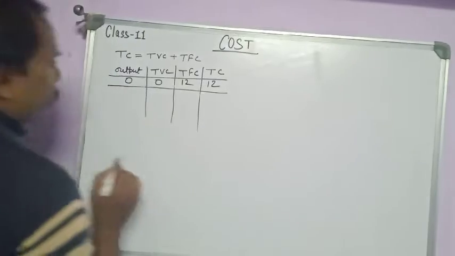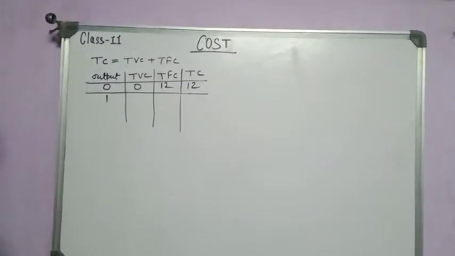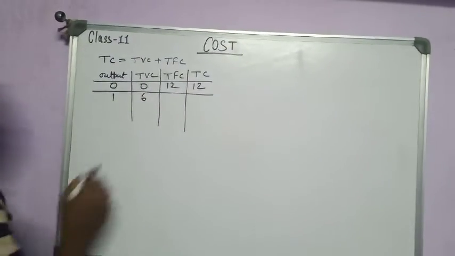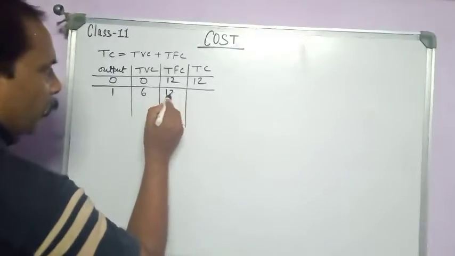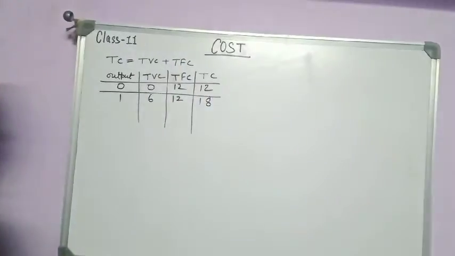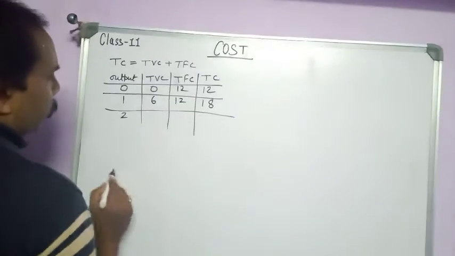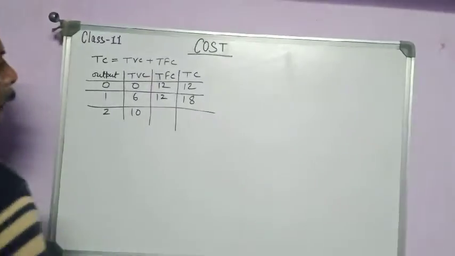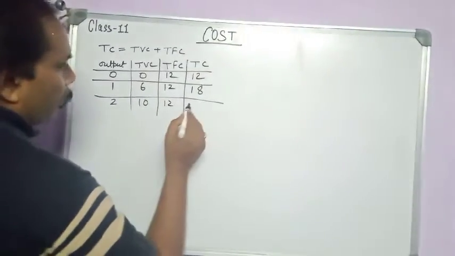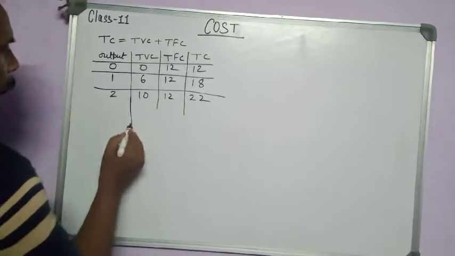Now suppose here I come, if we produce 1 unit, suppose the total variable cost is 6, total fixed cost will remain constant at all levels of production. So our TC will be 18, 6 plus 12. If we produce the second unit, suppose the total variable cost is 10 and total fixed cost is 12, so it will become 22.